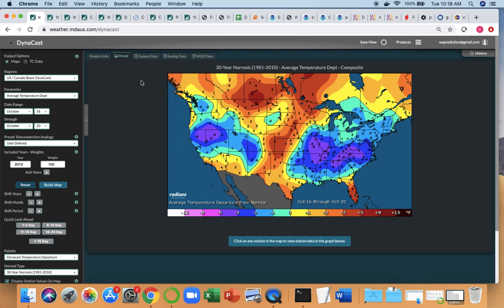This pretty cool product here, the Dynacast. You can see we had a lot of below normal temperatures actually come in across the eastern half of the country. So I'm not going to go into too much of an attribution here, in part, unfortunately, because I haven't had time, but also just to keep this short.